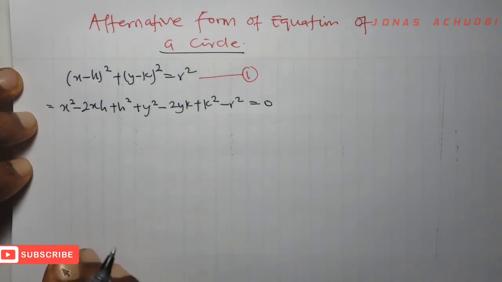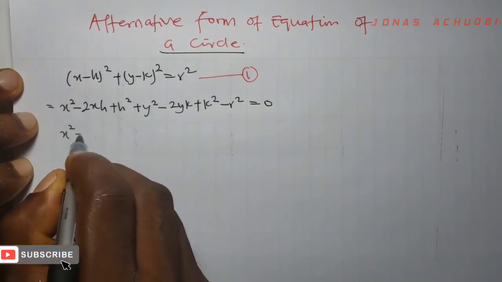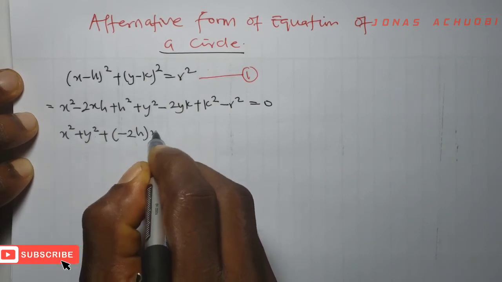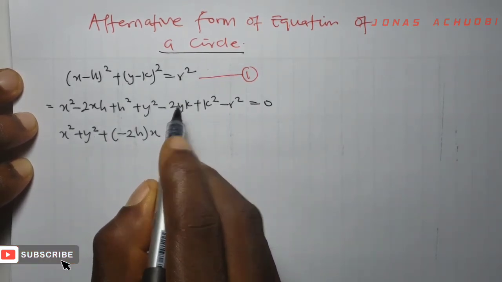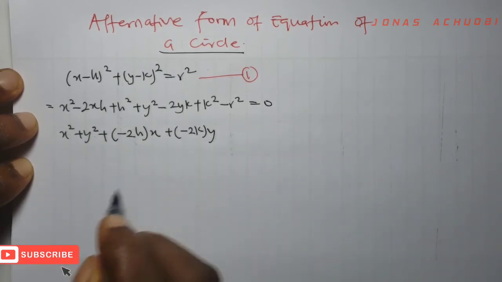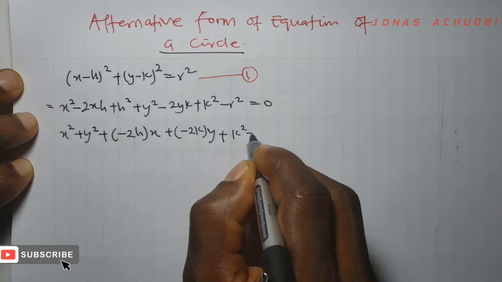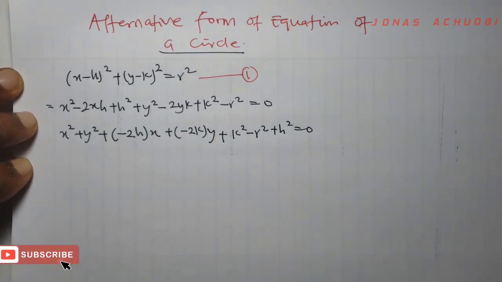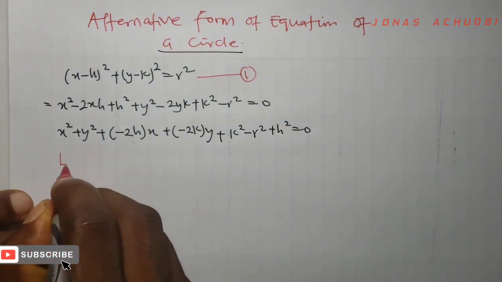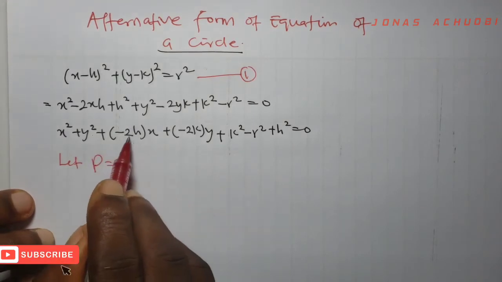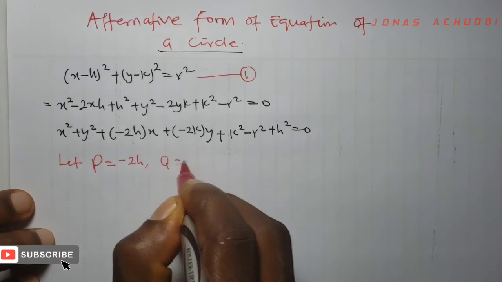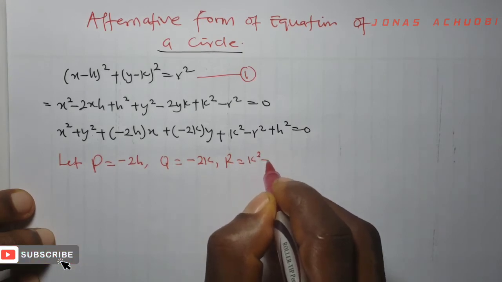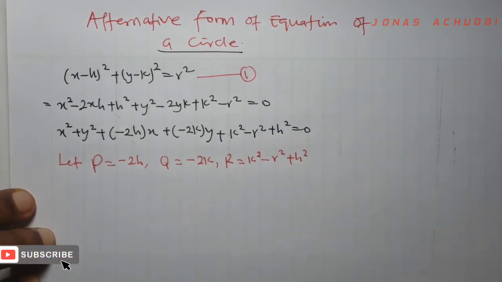If we rearrange these terms a little further, we get x squared plus y squared plus, I write this term as minus 2h, I put the x out, plus this other term here, minus 2k, I put the y out, plus k squared minus r squared plus h squared equal to 0. If we now say, let capital P be equal to this term, minus 2h, and let capital Q be equal to this term, minus 2k, and let capital R be equal to these three terms, k squared minus r squared plus h squared.